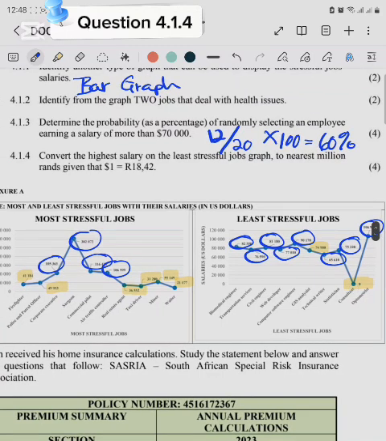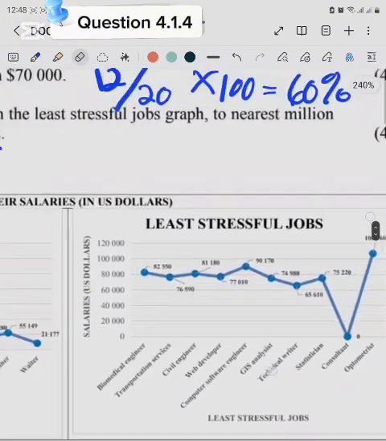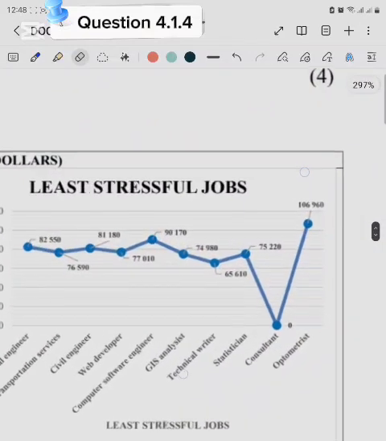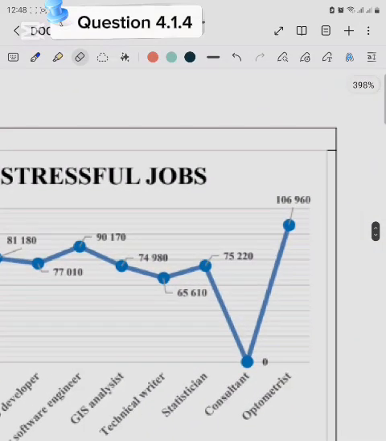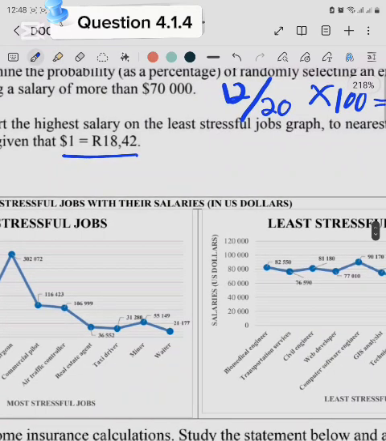Okay, then we have 4.1.4: convert the highest salary on the least stressful job to the nearest millions of rands, given that $1 is 18 rand 42. So the first thing we need to do is go and look at our least stressful jobs. If I go to my least stressful job, and they wanted the highest paid least stressful job, that was this one in the corner over here. It was the optometrist, which was $106,960. So now we need to go and convert it.